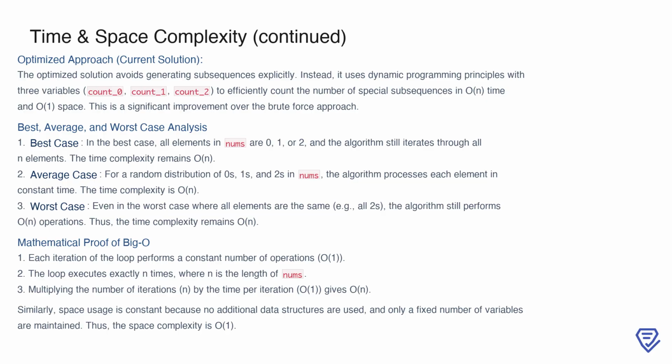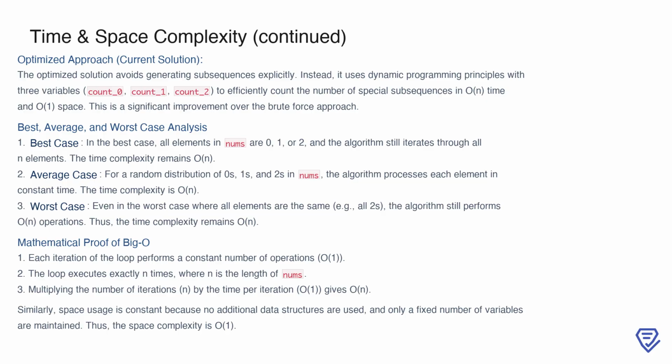Now, whether the input contains only zeros, a random mix of zeros, ones, and twos, or even all twos, the algorithm still processes each element once, maintaining a consistent O(n) time complexity. Mathematically, the big O notation is derived directly from the loop's n iterations, multiplied by the constant time operations within each iteration. This ensures that the solution is both time and space efficient, making it much more scalable compared to the brute force approach.